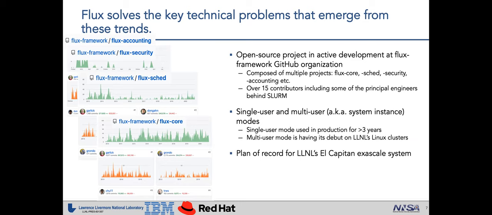As was introduced before, Flux is an open source project. It's in active development. You can see this on the GitHub Flux framework organization. It's composed of multiple sub-projects, such as Flux Core and Flux Sched, which is also known as Fluxion. There are over 15 contributors to the project, including many of the original engineers behind the Swift project. Flux has two modes. One is the single user mode, which has been around for over 3 years at this point. And there is the multi-user mode, or system instance, and this is going to be the plan of record RGMS for the LLNL El Capitan Exascale system.